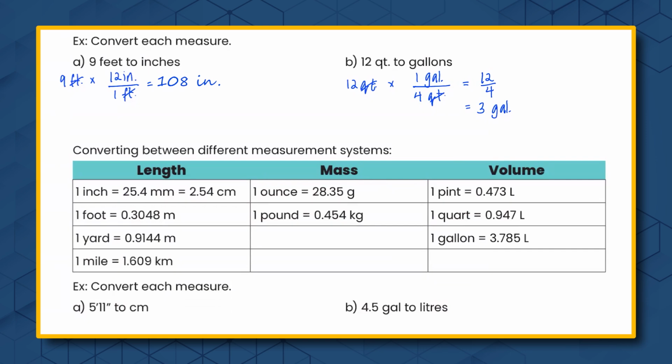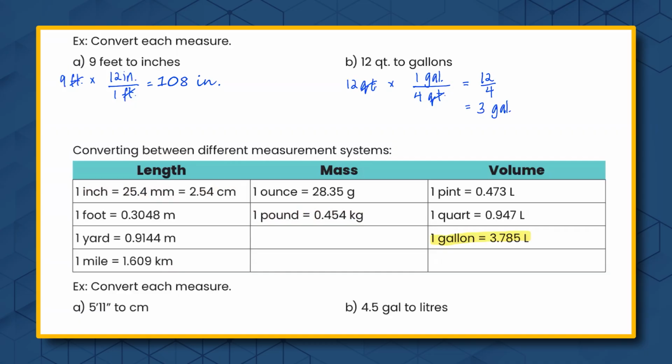So for example, for length, we know that 1 inch is the same as 25.4 millimeters or 2.54 centimeters. For mass, if I want to go between the metric and imperial system, I know that 1 pound is the same as 0.454 kilograms. And for volume, if we're going between gallons and liters, we see that 1 gallon is equal to 3.785 liters. So we can use these conversion factors to convert between the metric and the imperial systems.